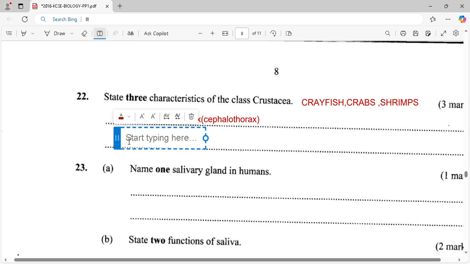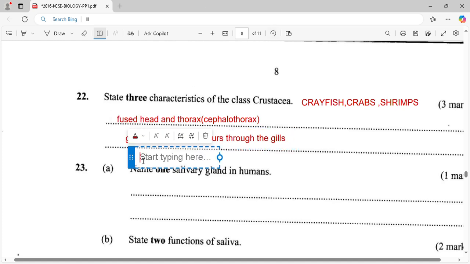Remember, these organisms live in water. So gaseous exchange occurs through the gills. The third characteristic that these members have is that they have two pairs of antennae. Two pairs of antennae. Remember, antennae is used for sensitivity.